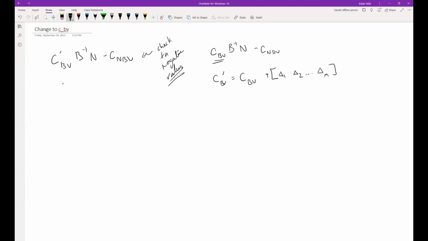So that's what we want to do. All right. So we can sort of plug in or substitute what we had before. So instead of C prime, we can just write CBV plus the deltas. And we're going to multiply that whole quantity times B inverse N minus C and BV.